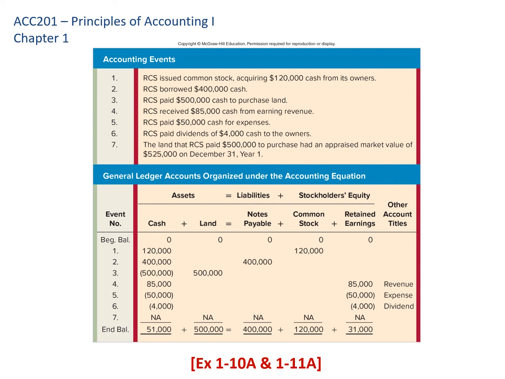Then the last transaction there, the land that RCS paid $500,000 to purchase had an appraised market value of $525,000 on December 31st of year 1. Well, that's not an economic event. That's not a transaction. No money changed hands. The financial position of the company didn't change. That's just an information only kind of thing. So that doesn't get recorded in our accounting system under that. So you can see NA across the bottom.